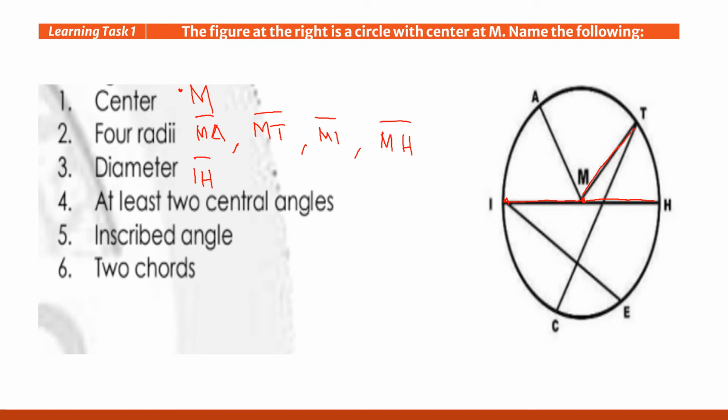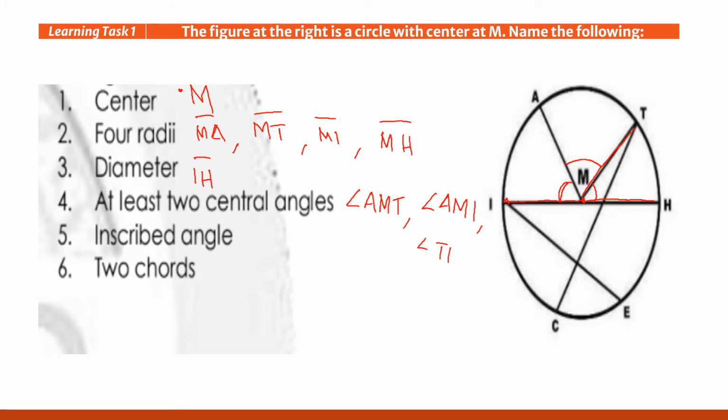Next, at least two central angles. Sabi natin, dapat ang angle ay nasa gitna. Yung vertex angle ay nasa gitna. Ayun, angle AMT. So, lagyan natin angle AMT or angle TMA, the same. What else? Ito, meron tayong angle dito, AMI. So, angle AMI or IMA. What else? Ito, meron tayong central angle na to, TMH.